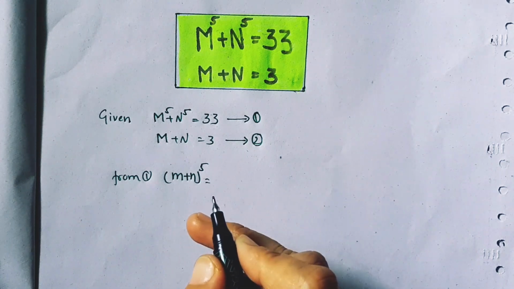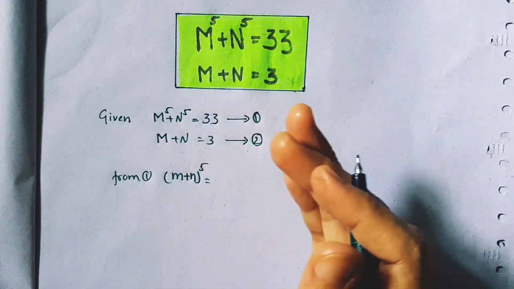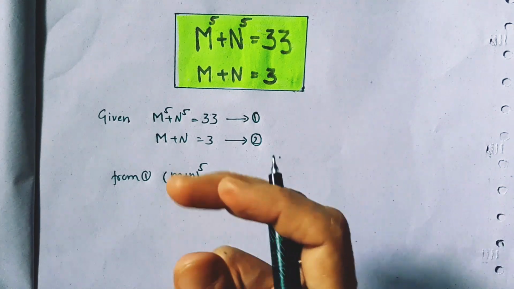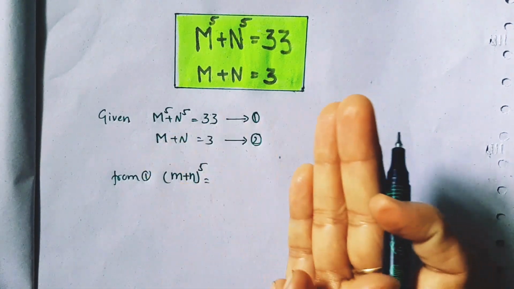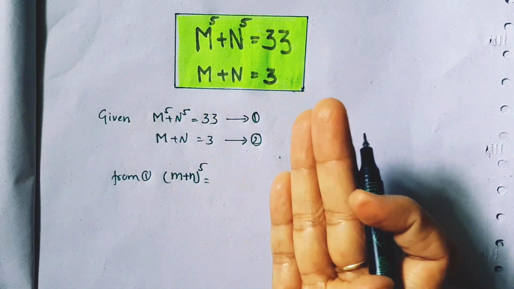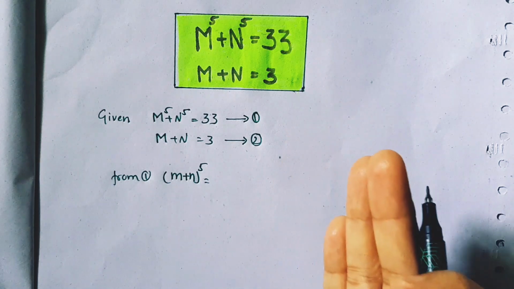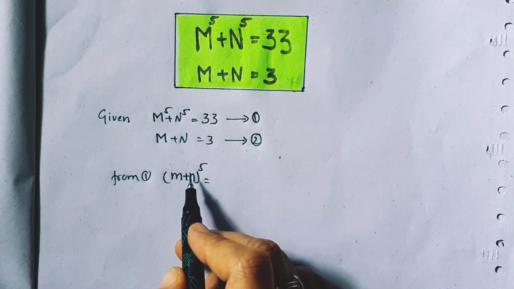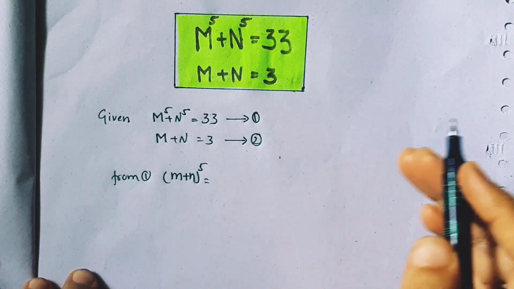Many of you find it difficult to find the expansion when the power is greater than cube. Up to cube, it's very easy: (a plus b) whole square is a square plus 2ab plus b square, and (a plus b) whole cube is a cube plus 3a square b plus 3ab square plus b cube. But (m plus n) whole power 5 is very difficult. So we can easily get the expansion by Pascal's triangle.